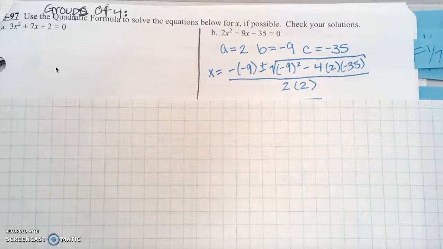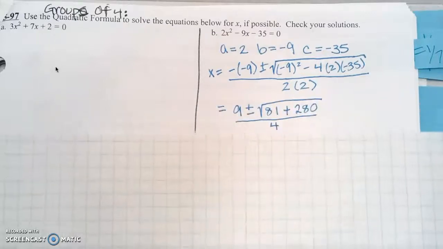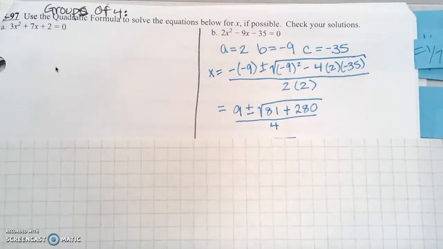All right, once you've completely plugged everything in, then you're going to start to simplify, okay? Here's the first step of simplifying. The opposite of negative 9 is positive 9. Rewrite the plus minus symbol, and then under the radical, you can start simplifying.